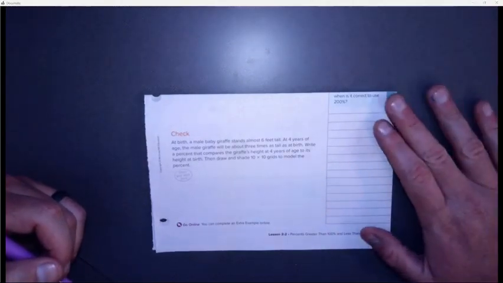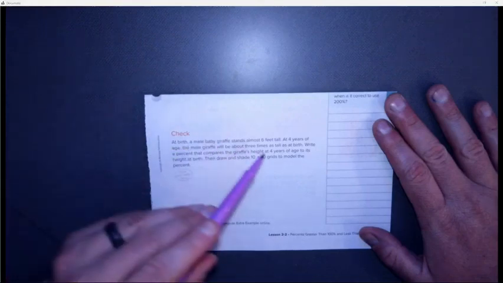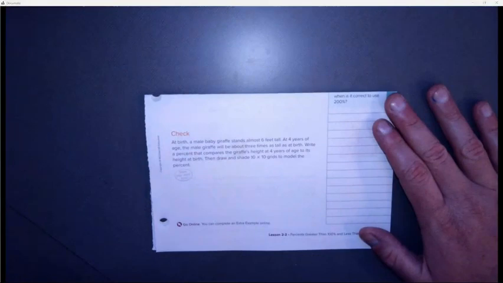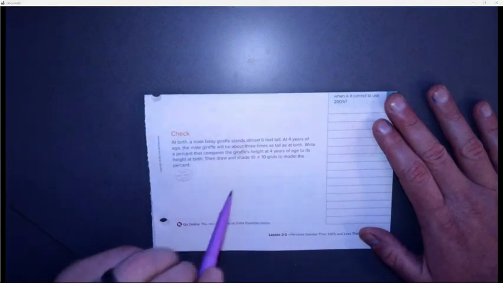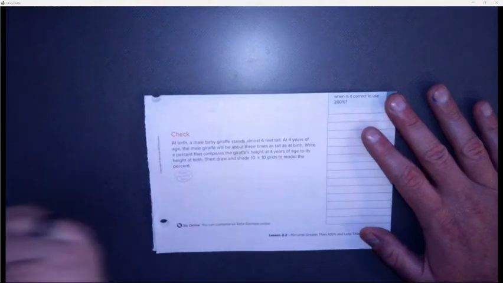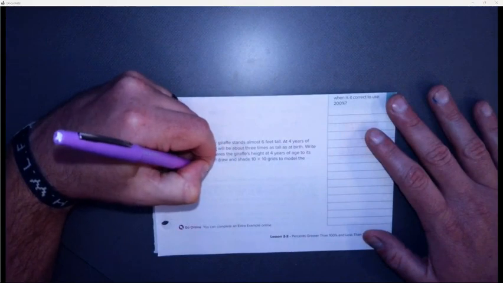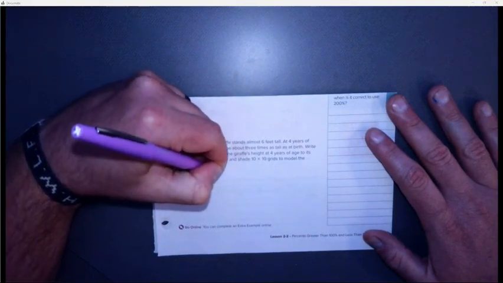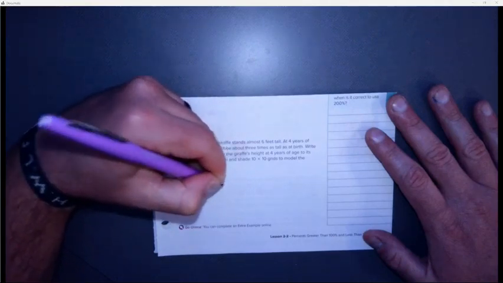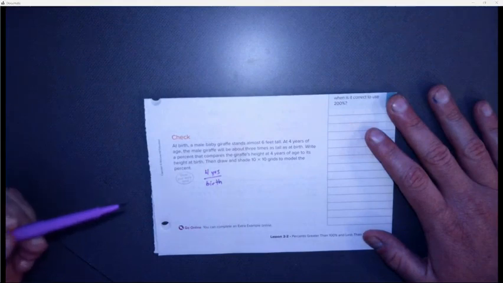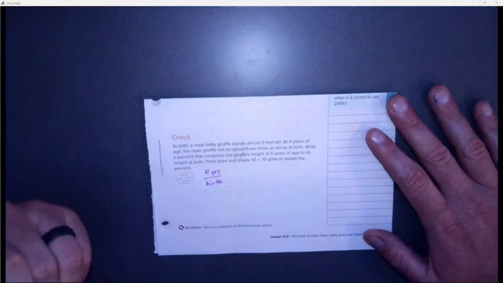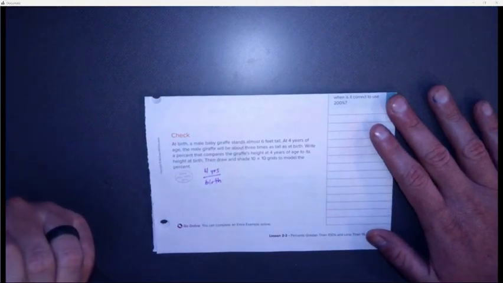Okay, so we see that the baby giraffe is 6 feet tall at birth, and at 4 years of age, they tell us that it'll be 3 times as tall as that. They want us to write a percent that compares the height at 4 years to the height at birth. So we know it's going to be 4 years height to its birth height. And we know that we can write ratios like fractions, so we're going to go ahead and do that now since that's what we're going to need to do our percent.